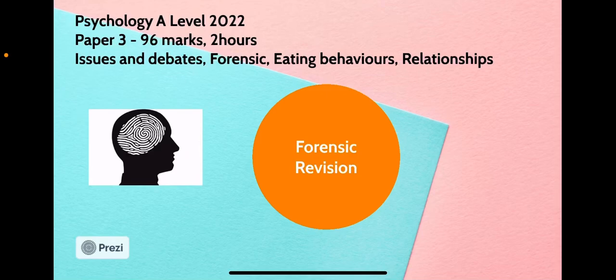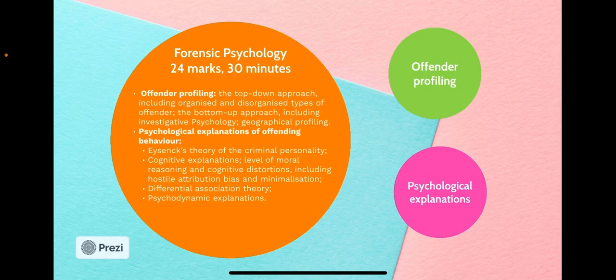This is forensics revision. Forensics is on paper 3, with issues and debates, eating behaviours and relationships. If we look at the advanced information, we need to be aware of offender profiling, including the top-down approach, organised and disorganised types of offender, the bottom-up approach, including investigative psychology and geographical profiling, and then the psychological explanations of offending behaviour.